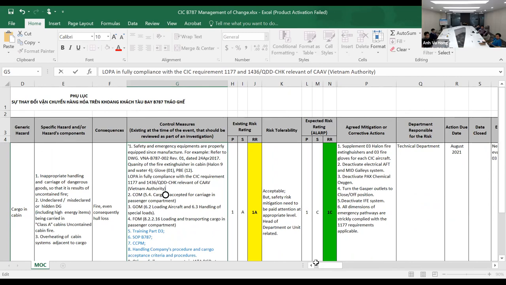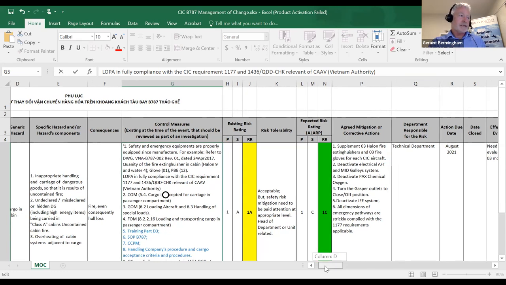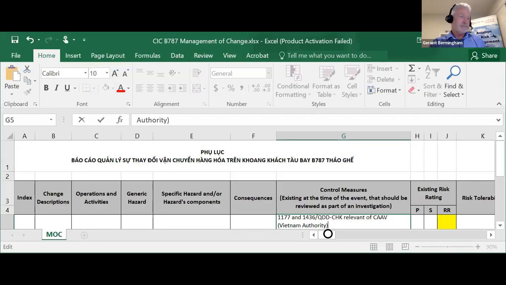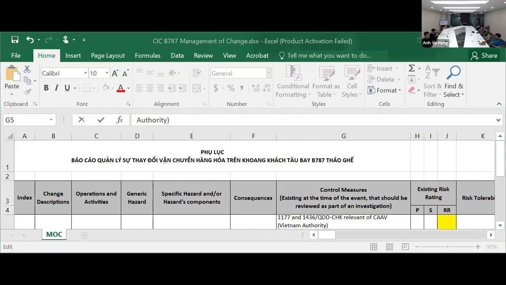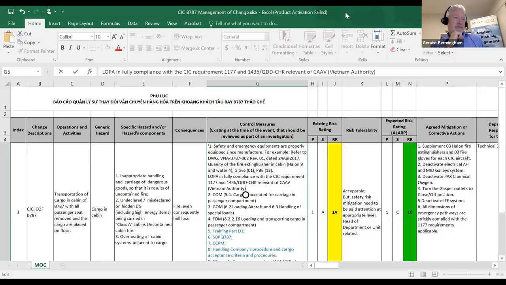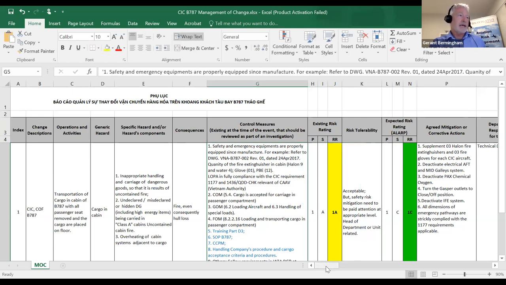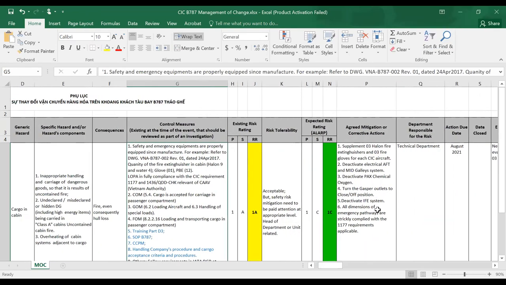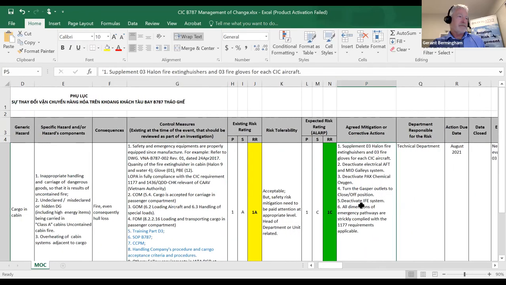Do you want to see the previous matrix? I was interested in the rating under ALARP, how that is derived and worked out. Sorry, can you say again? The columns just off the screen, ALARP. It says the expected risk rating ALARP, columns L, M, N. Can someone explain?